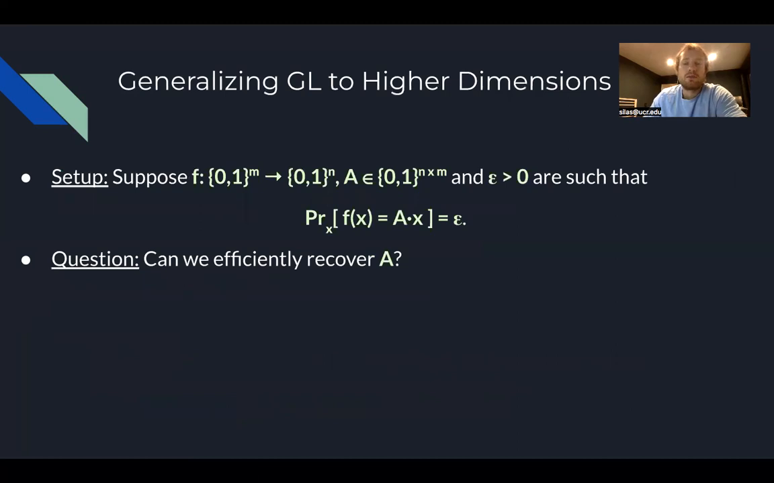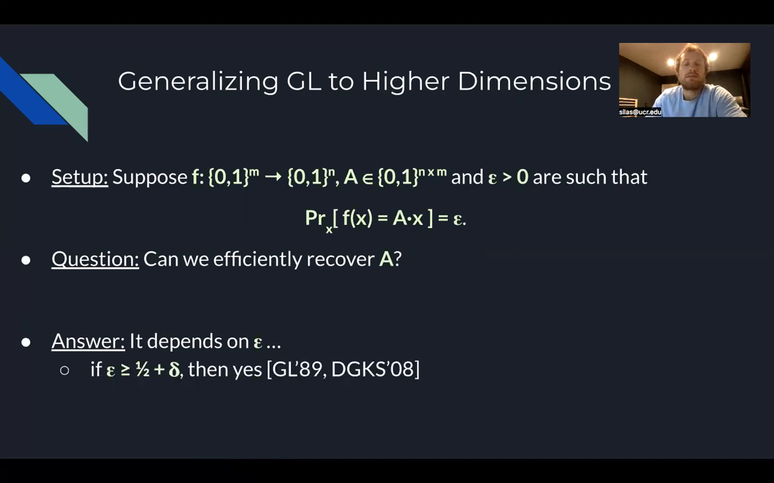If we wanted to generalize a statement like this to the case of a function with high-dimensional output, one question to ask is: suppose we have a function f, and suppose there's some matrix A such that the probability that f agrees with A is at least epsilon. Can we efficiently recover A? This would be the direct generalization of Goldreich-Levin to the case of high-dimensional output. And it's not so hard to answer this question.